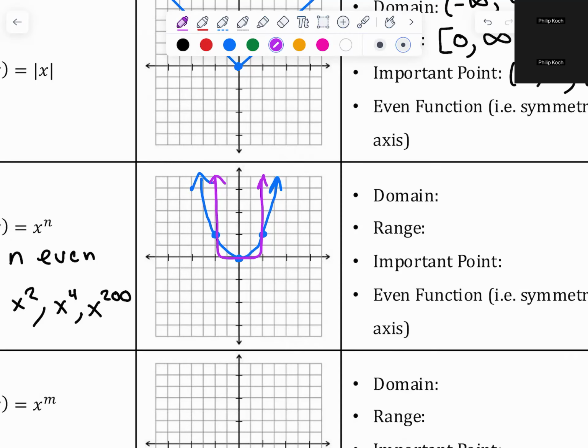It just grows very fast, because 1.1 to the 200th is 189 million. So at 1.1, x to the 200th is already at 189 million. So that's the difference there. But the point is that every single even power of x always has that U shape.